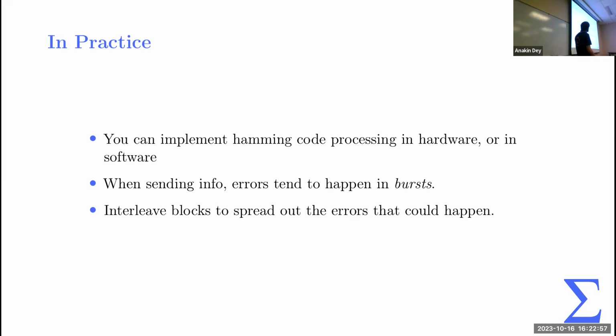So in practice, you can implement Hamming code processing in hardware. This is what your RAM does when it copies and pastes memory from place to place. It's usually implemented in hardware. You never have to work with it. C never has it come up.